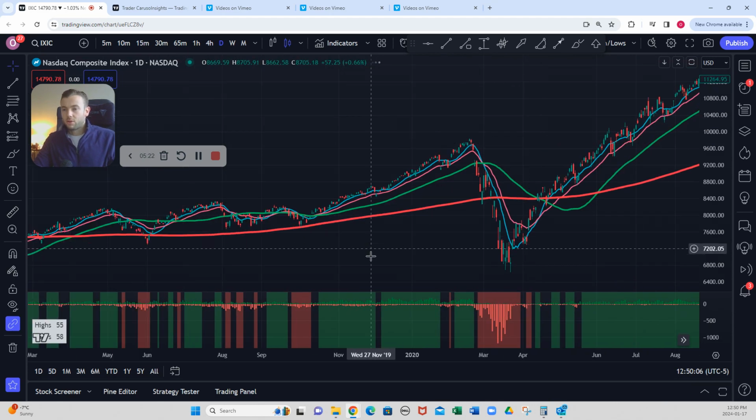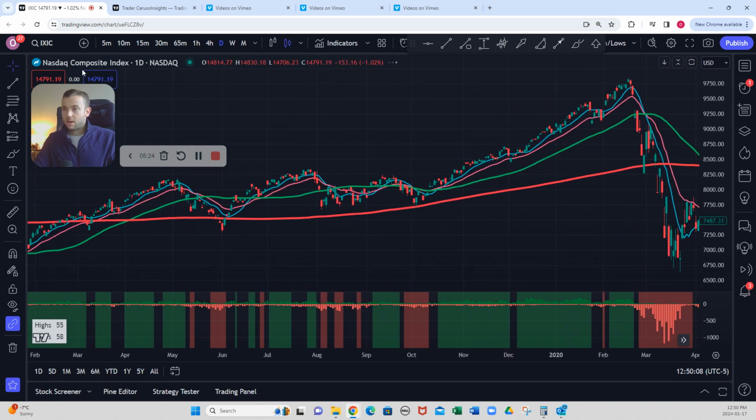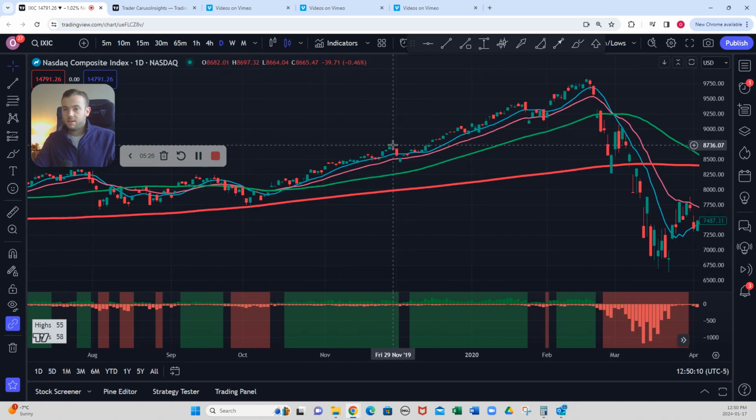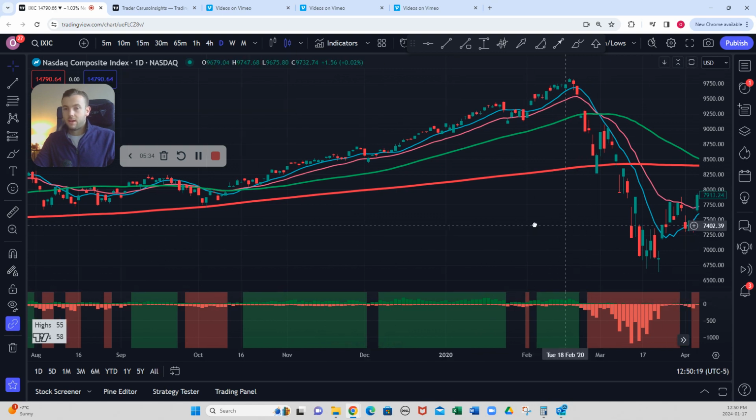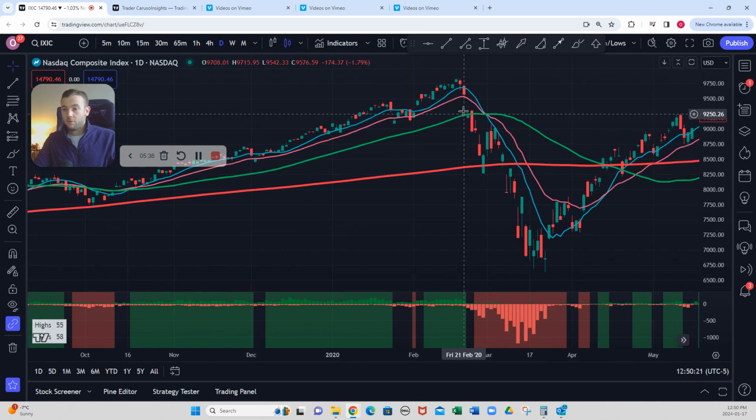So I encourage everyone to go through, look at the price action. The ticker that I use is IXIC. You can see here we've gotten a beautiful trend, rising above all these beautiful moving averages, net highs dominating the tape, and then of course, the COVID crash.